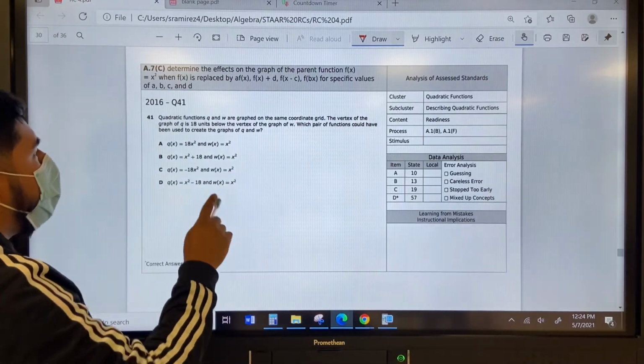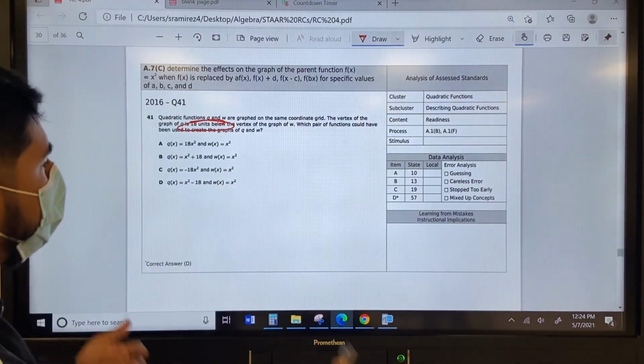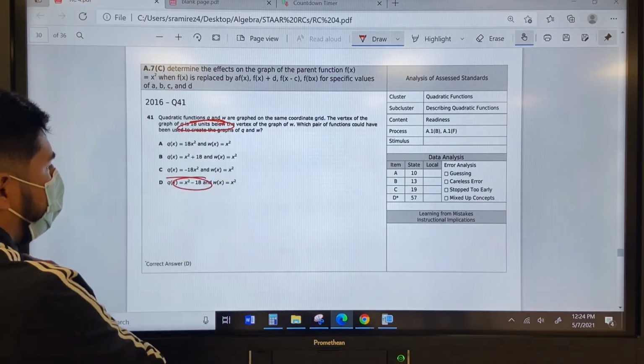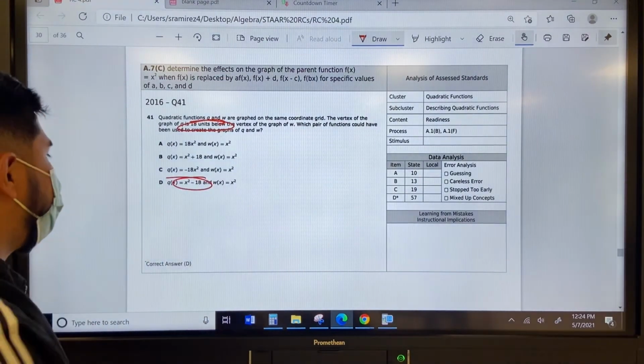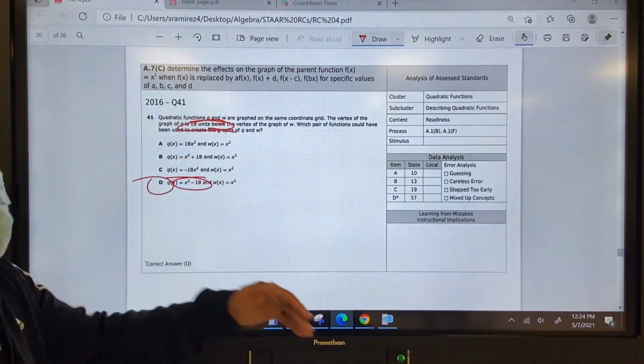Keyword, I haven't even looked at everything else, but it says 18 units below. Which one means below? Minus, boom. Easy. I didn't even have to look at anything. I just saw the number, I saw below, attack.